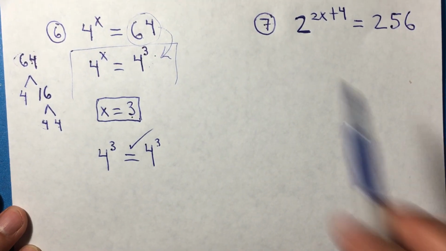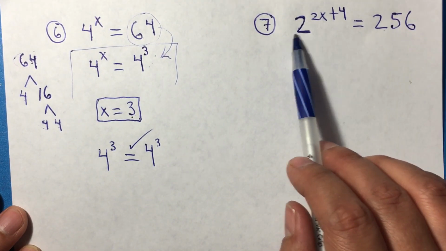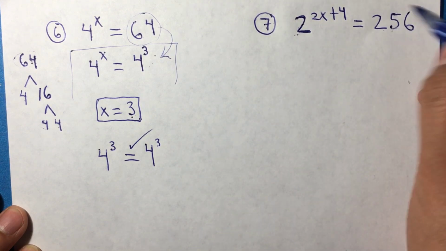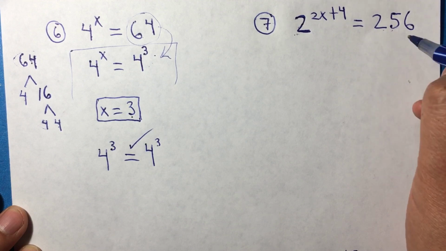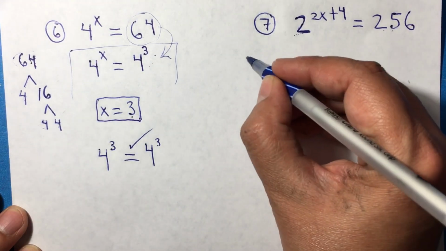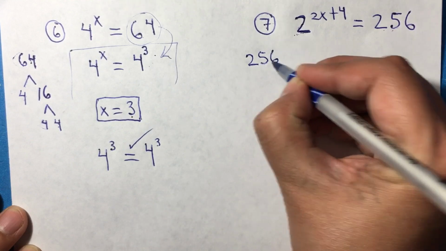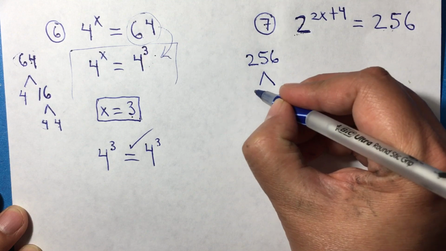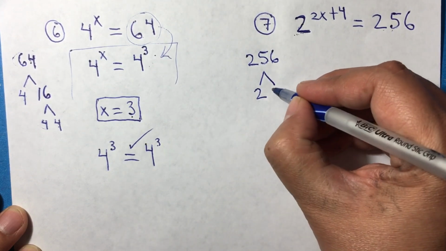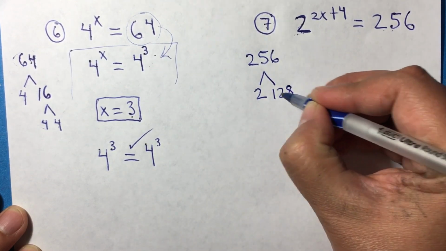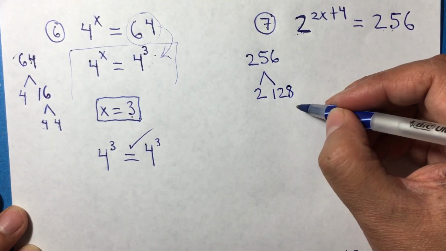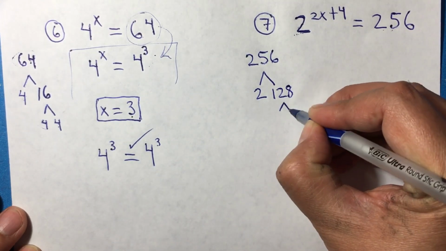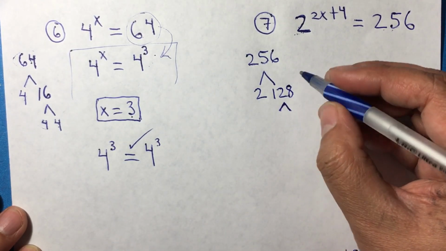Okay, for the next one, we're going to do the same thing. Why? Because we don't have the same base. Again, we're going to do factorization with this one. The base is 2, so this time it is going to be prime factorization. 256 divided by 2 is 128. Again, if you can get that easily, then just go ahead and use your calculator for now. Hopefully with practice, you'll get better with the multiplications.